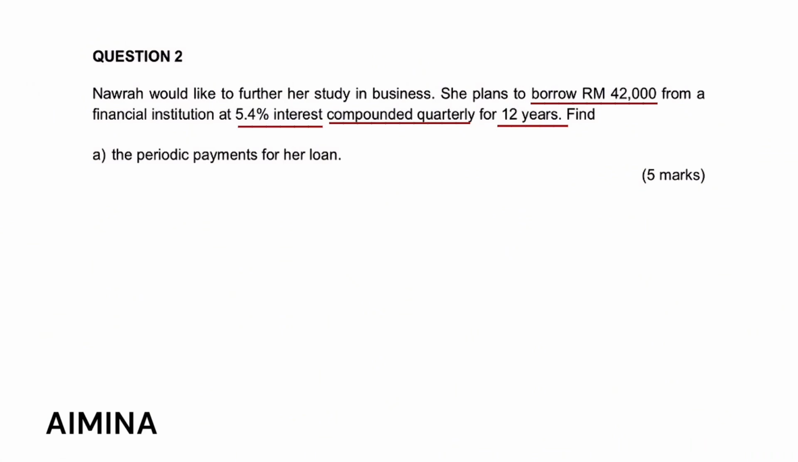For this question, we need to use the present value formula, which is A equal R bracket 1 minus 1 plus i to the power of negative n, divided by i. From the question, we'll find that 42,000 is A, 5.4% is k, compounded quarterly is m, and then 12 years is t. To solve this question, first we need to find the i. So, i equal k divided by m.